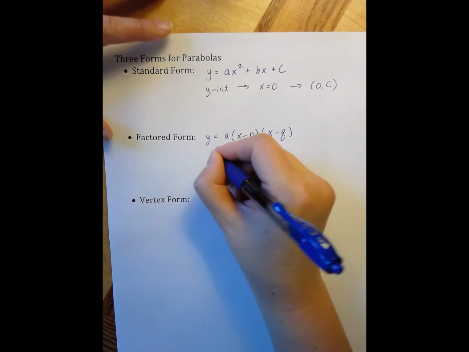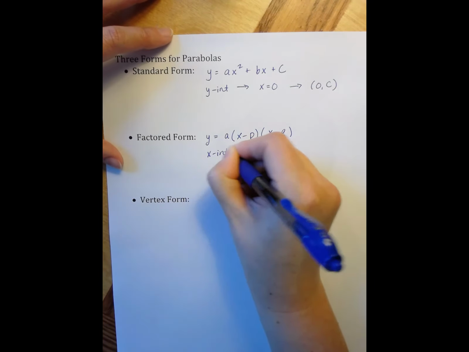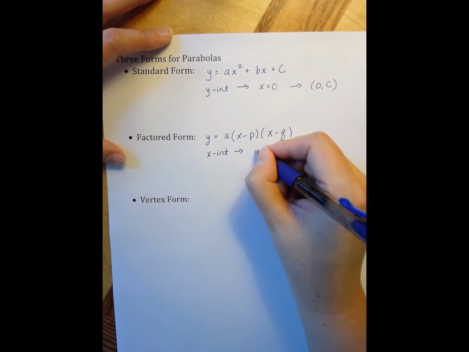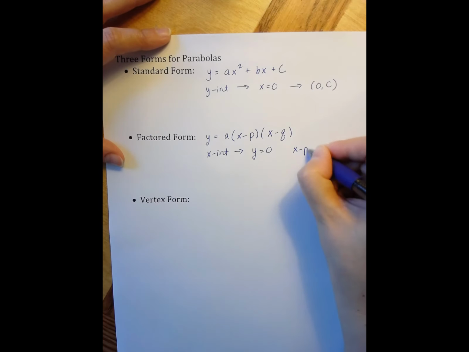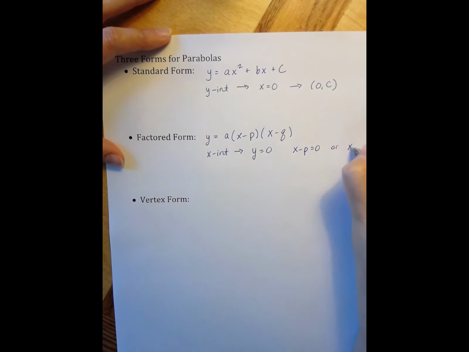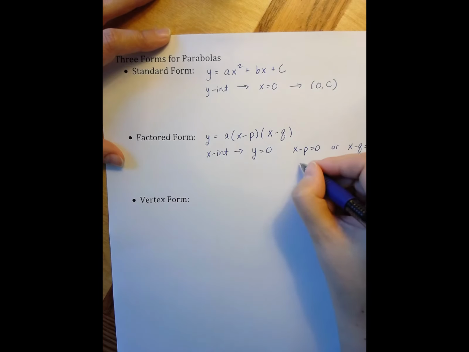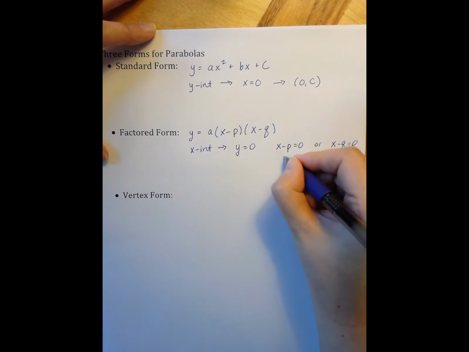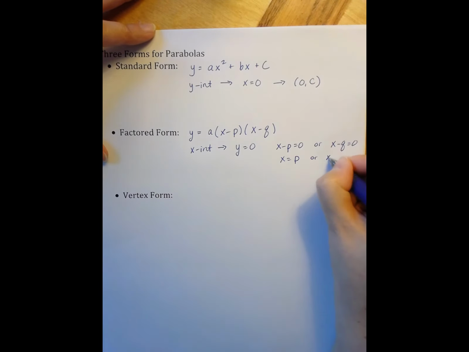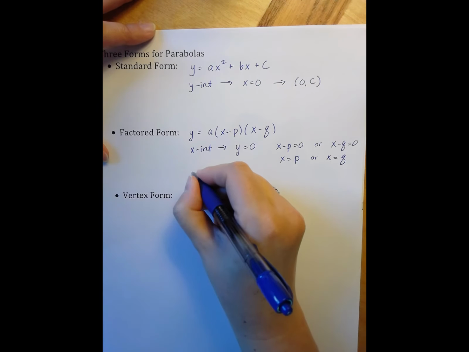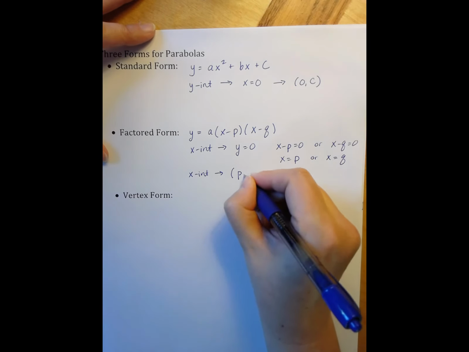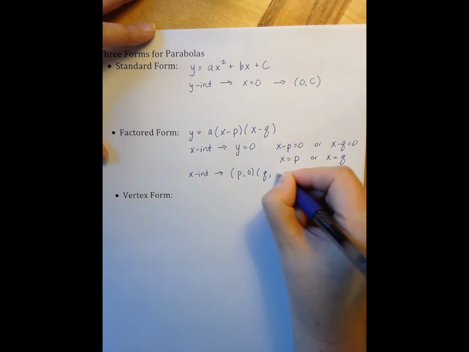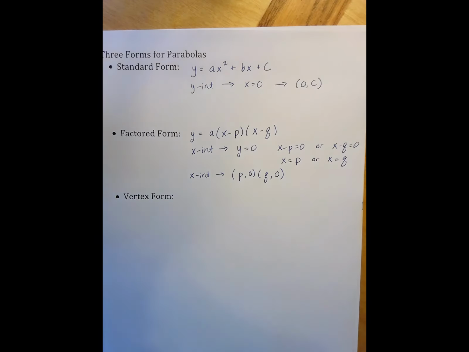So factored form can give me my x-intercepts. Now remember, your x-intercepts happen when y equals 0. So that means I either have x minus p equals 0 or x minus q equals 0. So I either have x equals p or x equals q, which means my x-intercepts are p comma 0 or q comma 0.